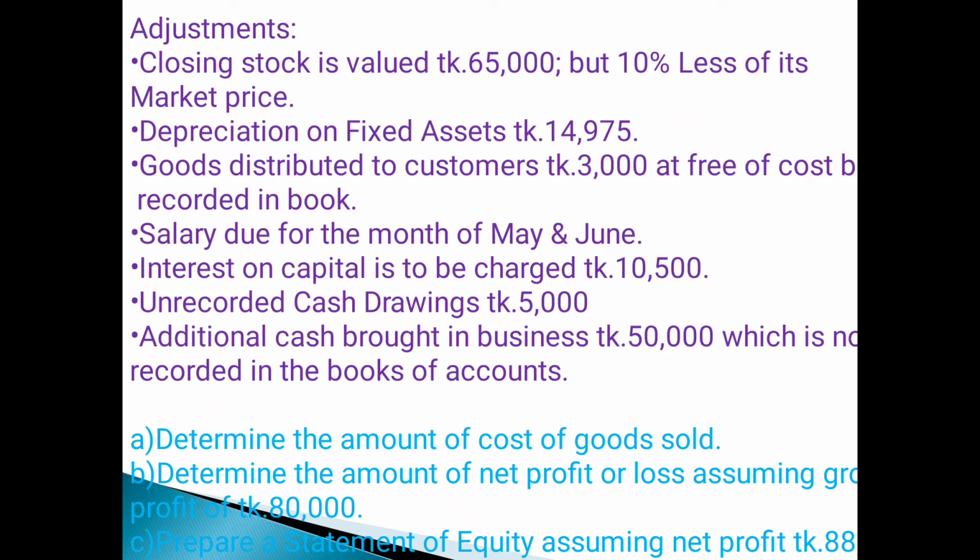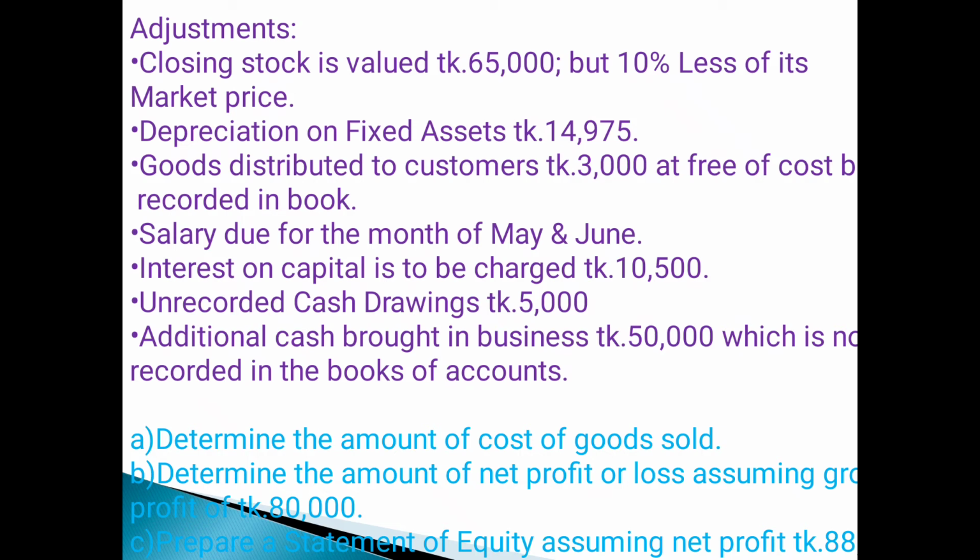It is to be shown in current assets and also to be deducted from the total cost of goods sold amount. Depreciation on fixed asset is indicated as an operating expense, to be shown in the income statement under operating expenses, and also to be deducted from fixed asset under the asset side in the statement of financial position.